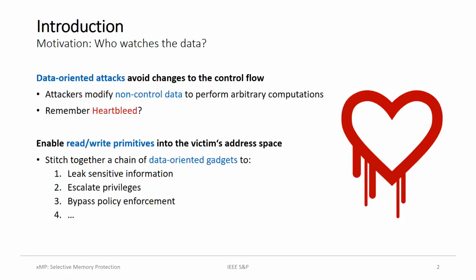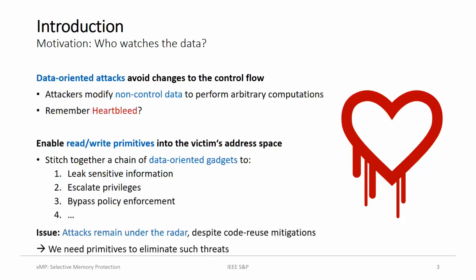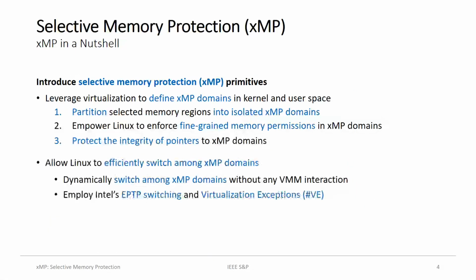Generally, to mount a data-oriented attack, attackers have used memory corruption vulnerabilities to gain read and write primitives into the victim's address space. They use chains of data-oriented gadgets, for example, to disclose sensitive information or escalate privileges without violating the application's control flow. In this way, data-oriented attacks can remain undetected despite code reuse mitigations. And this is why, with our work, we emphasize the need for practical primitives that allow to eliminate such threats.